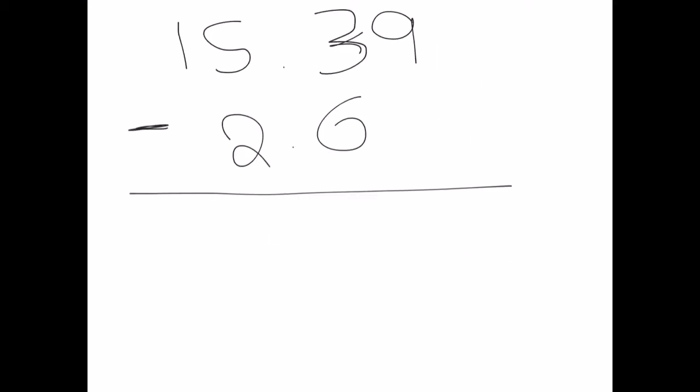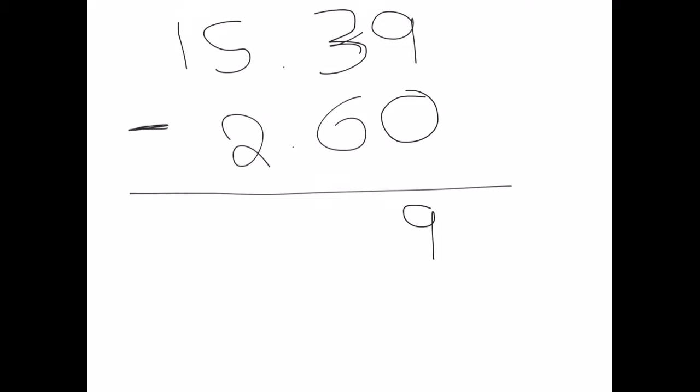Now we're gonna subtract decimals. We are gonna subtract 15.39 minus 2.6. We check that our decimal points are lined up, which they are. So now I'm gonna add next to the 6 a 0 to make it easier. Now 0 minus 9, so it's 9.